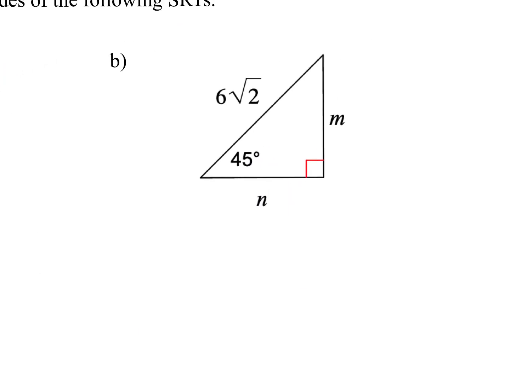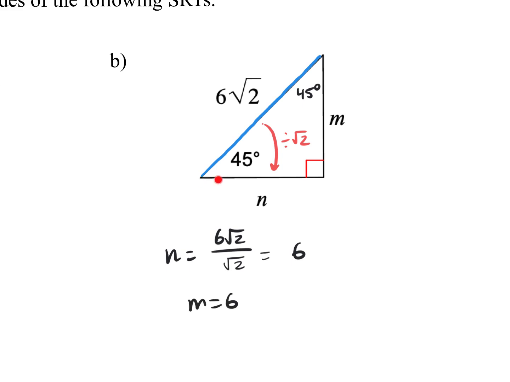Let's look at part B. So here we have another 45, 45, 90. Again, I have to work backwards because now I'm given the hypotenuse. So leg to hypotenuse, I usually multiply by root 2. So if I'm going backwards, I'm going to divide by root 2. So that means that n is going to be 6 root 2 divided by root 2, which is just 6. And I know that m will also equal 6 because the two legs should be the same.